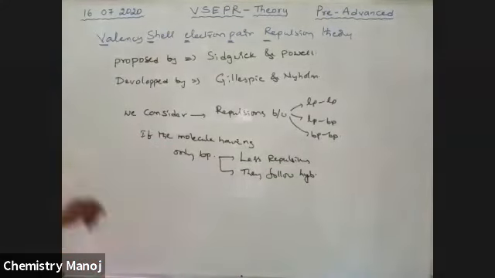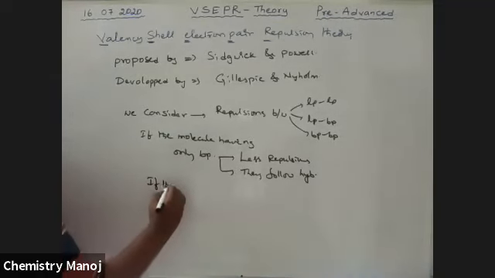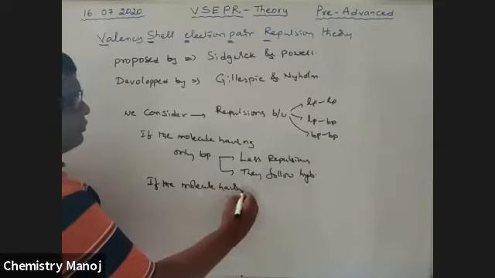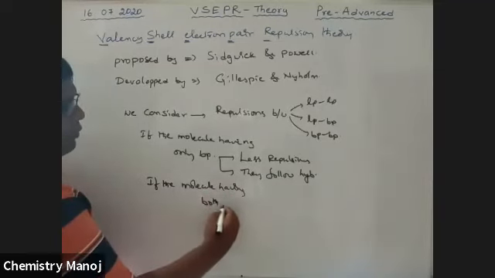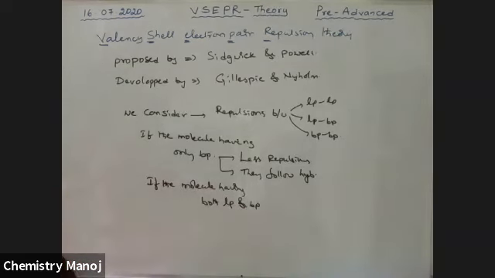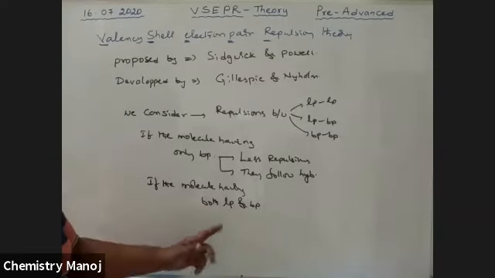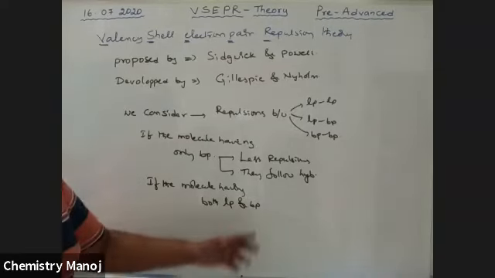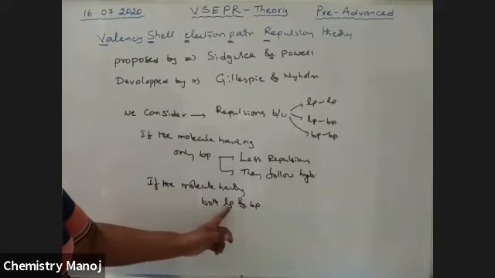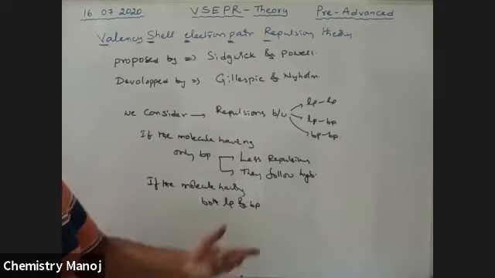So if the molecule has both lone pairs and bond pairs, what are lone pairs? Those are the electron pairs present in the outermost orbit having no bonded electrons, that is, non-bonded electron pairs. Bond pair means the electron pair involved in bond formation. So the central atom may have both lone pairs and bond pairs.